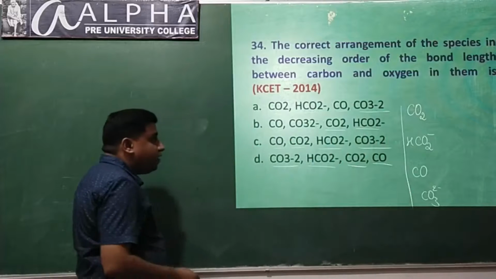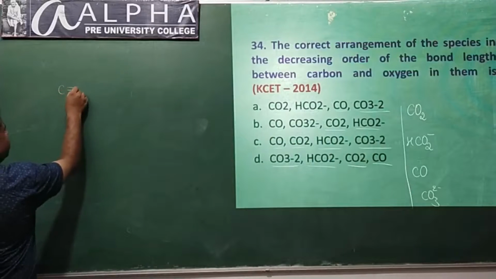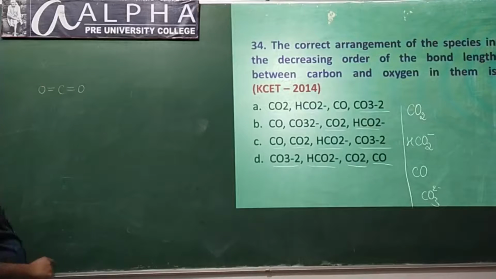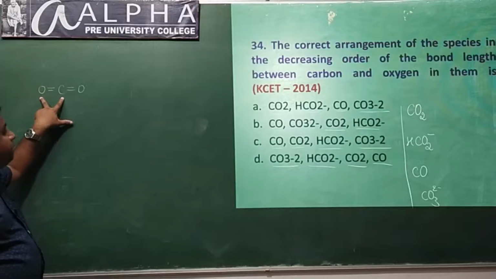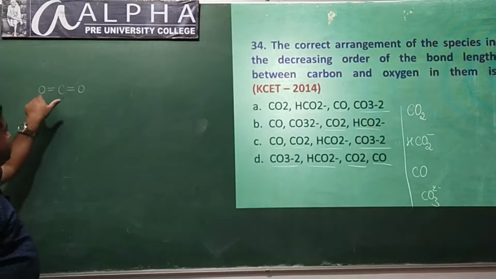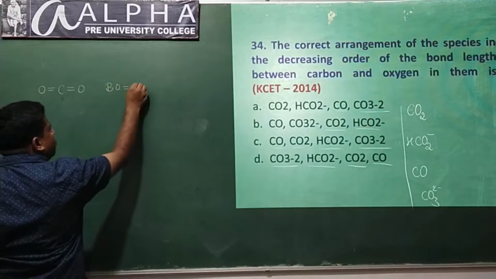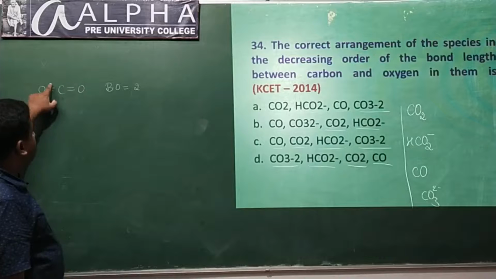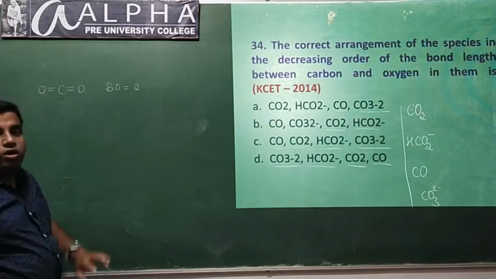Students, what is the structure of carbon dioxide? It's linear, and there is a double bond between carbon and oxygen. Double bond means the bond order is equal to 2. So in CO2 the bond order is 2.